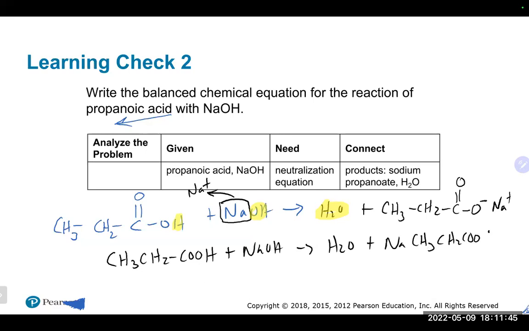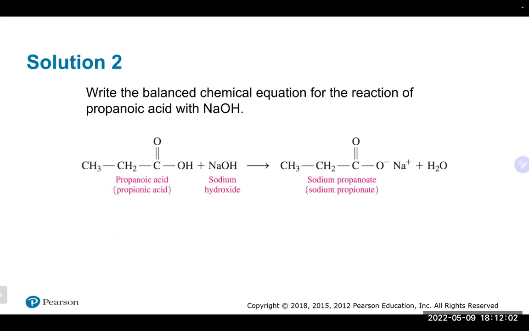Yes. Like here or there? Yeah. It does not. As long as it's on that side of the arrow, it's all good. Yeah, it doesn't really matter which one comes first. Questions? Okay. All right.